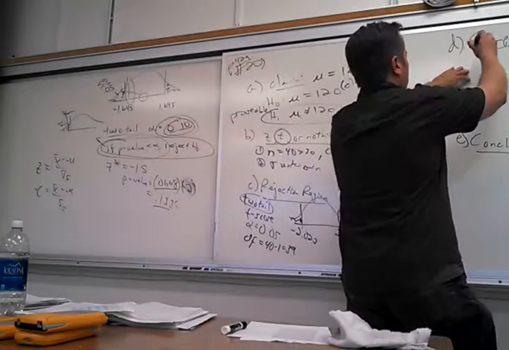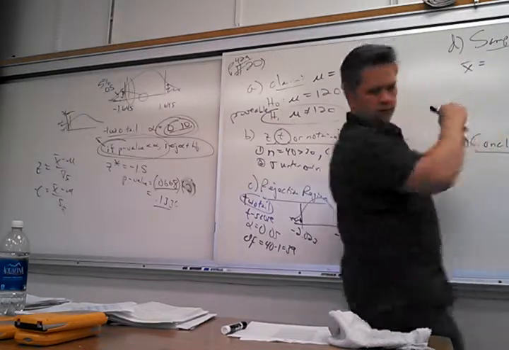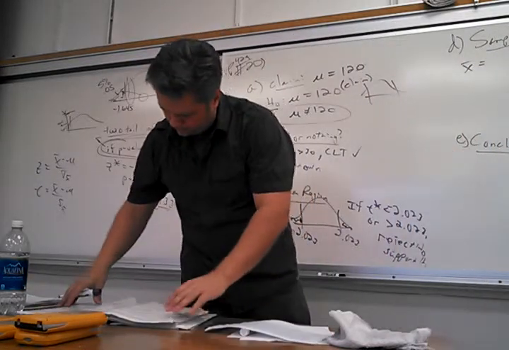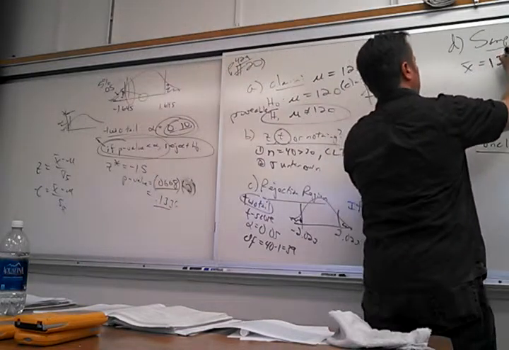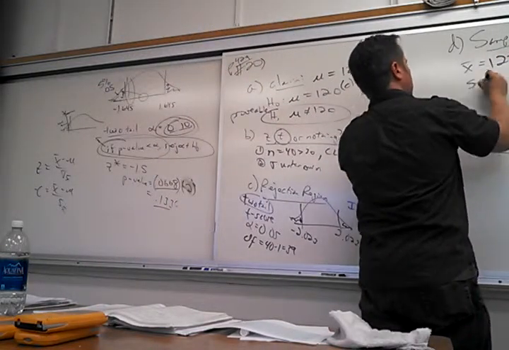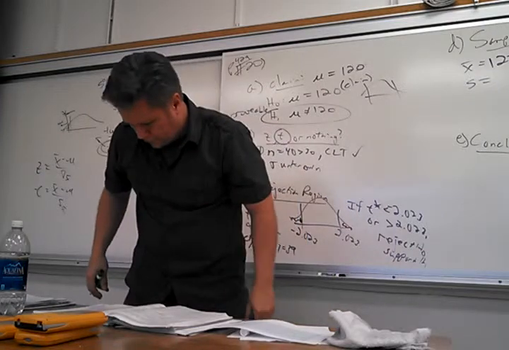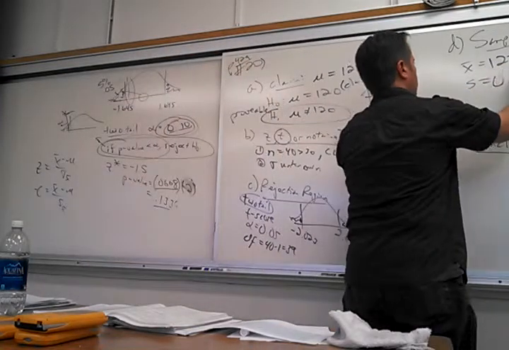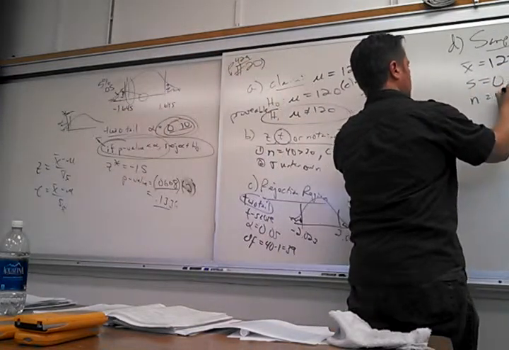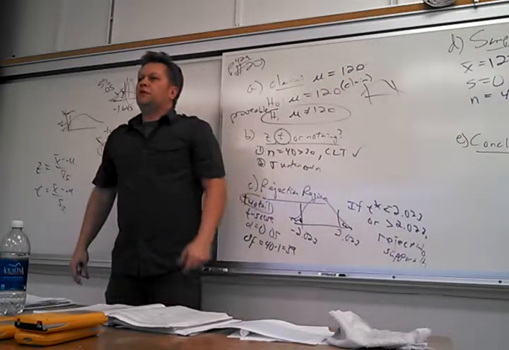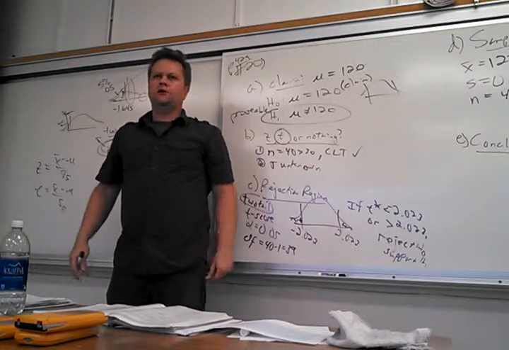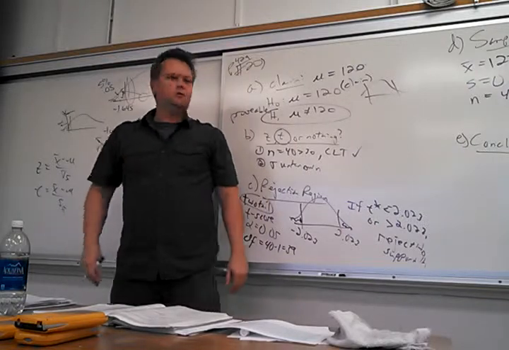So what do I know from my sample? I know x bar is 123.59. S is 0.31. N is 40. And this is where people freak out a little bit. I said, you still have to do this.